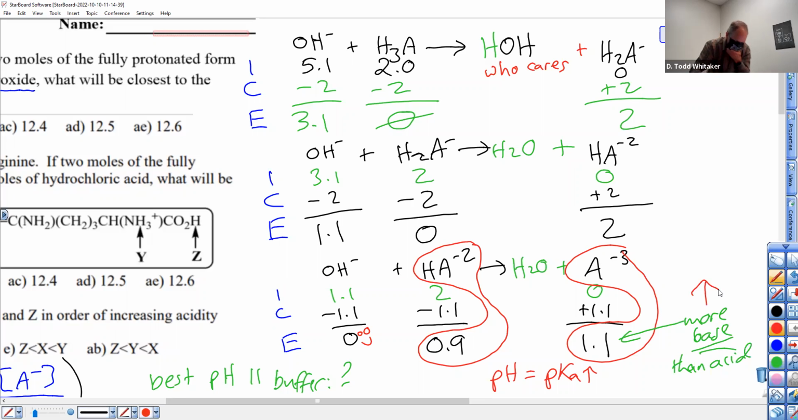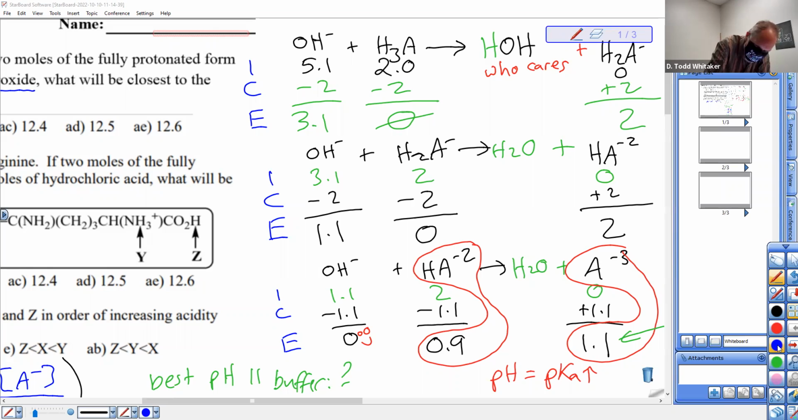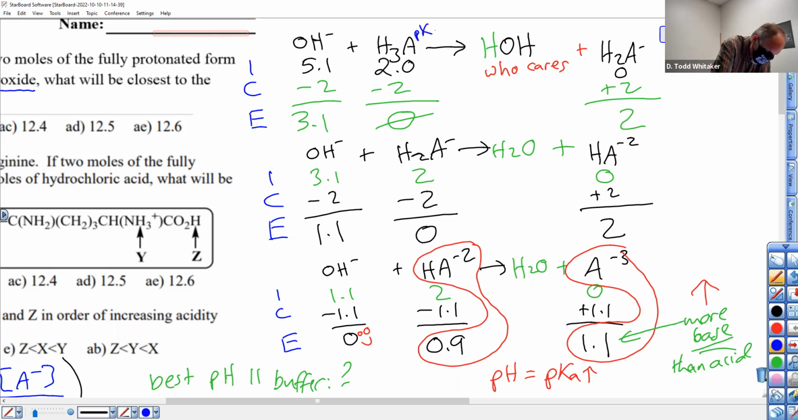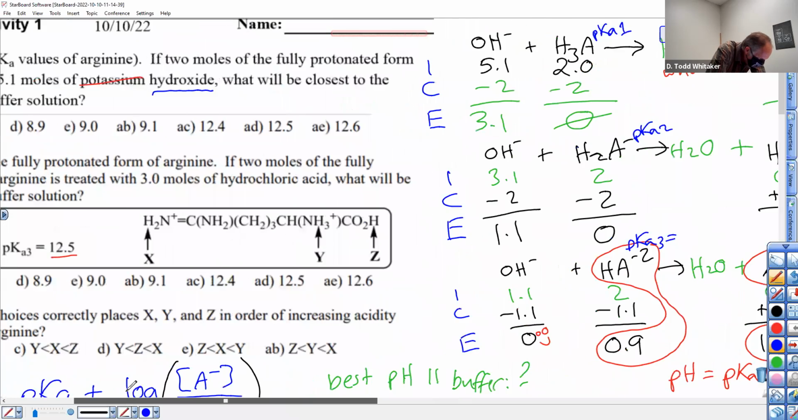Now pick which of the multiple choice answers has the right one. Please don't use pKa1. Do not do it. This is pKa1 right here. Bye, pKa1. Is there any of this molecule around? No. This is pKa2. Is there any of this molecule around? No. There is this molecule around. 3. What's the number? 2.2.